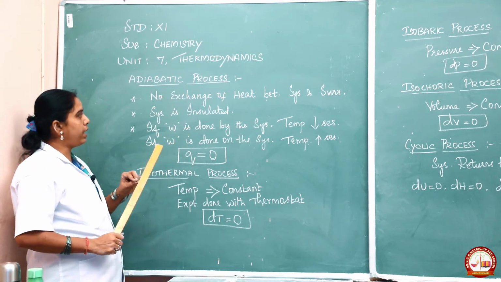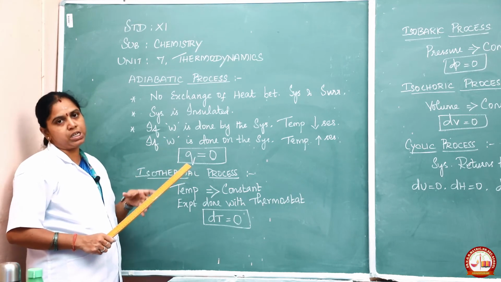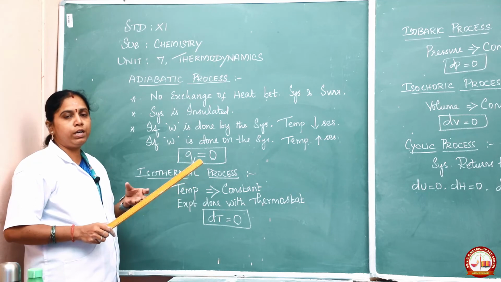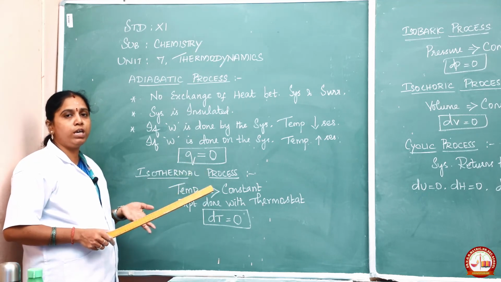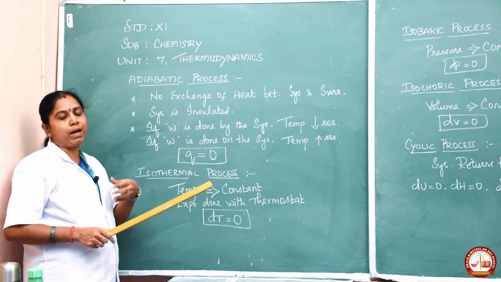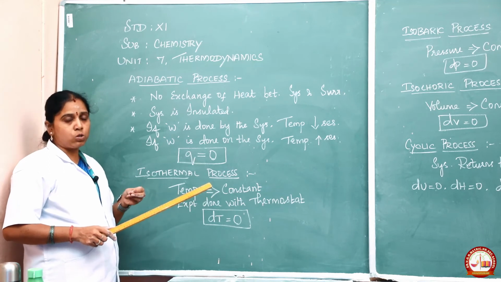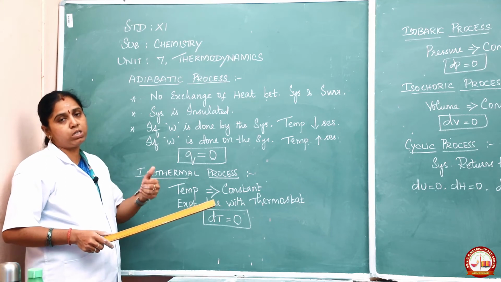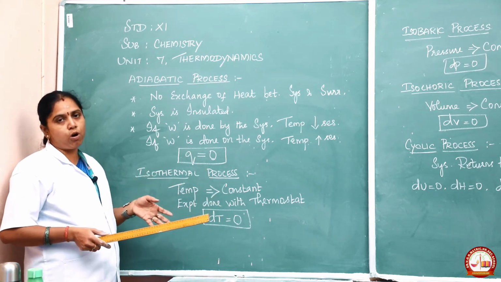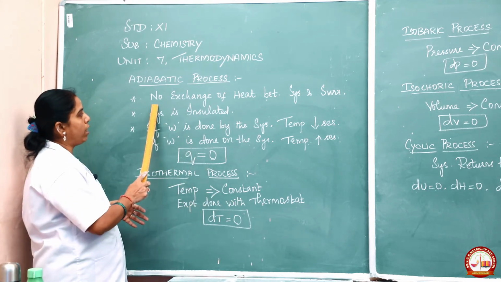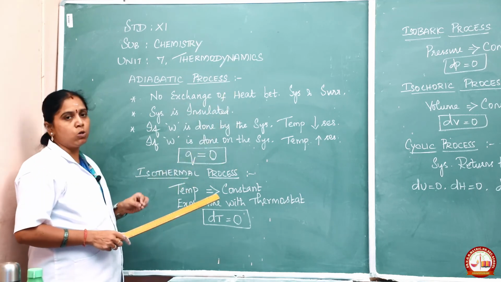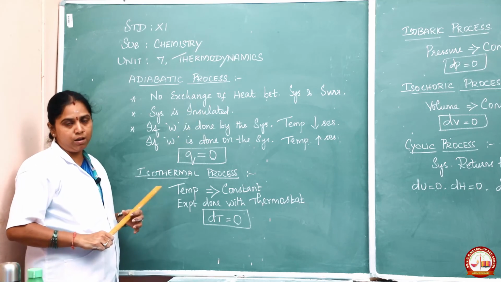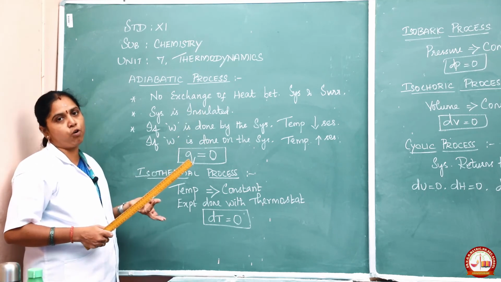Whenever we say adiabatic, we should immediately remember there is no heat flow. Heat is not flowing between system and surroundings. That is, heat is not flowing from system to surroundings or from the surroundings into the system. So there is no exchange of heat. In such a case, the system we are considering should be insulated. If it is insulated, there is no flow of heat.